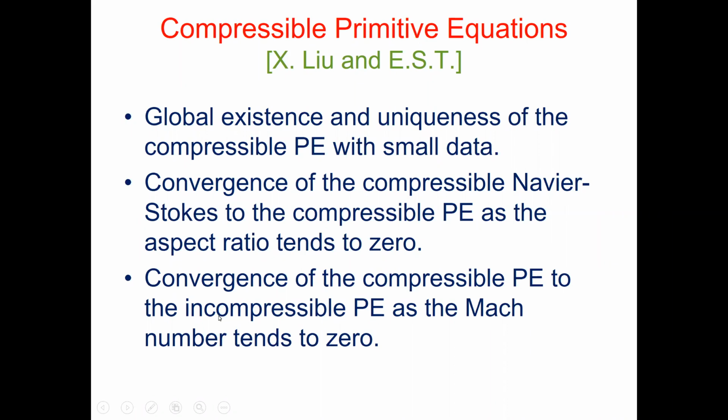Now notice, the incompressible has global existence. The compressible, as we have shown, has global existence and uniqueness only for small data, or you can have short time existence for large data. But now as the Mach number goes to 0, we can show this result. In particular, we also have the rate of convergence in terms of the Mach number. And in particular, one can show that if the initial data is well prepared for the compressible primitive equations, then it converges to the primitive equation.